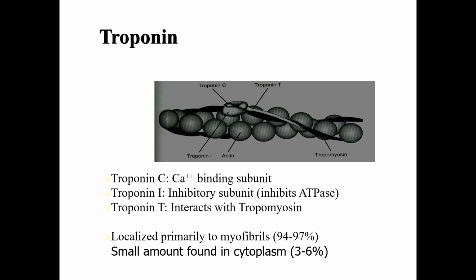Troponin. If you remember back to anatomy and physiology, when we talk about muscle structure and how a muscle contracts, we have troponin and tropomyosin, and they form a complex to help with muscle contraction. Troponin C is the calcium binding subunit. Troponin I is the inhibitory subunit, which inhibits ATPase, and troponin T interacts with tropomyosin. It's localized primarily to the myofibrils, and a small amount is found in the cytoplasm.